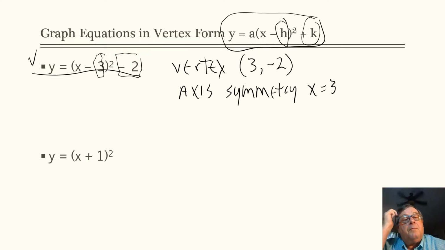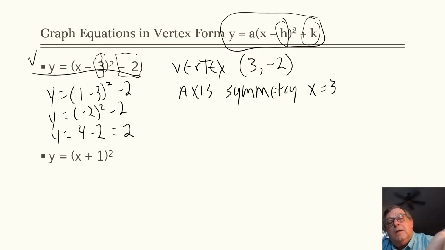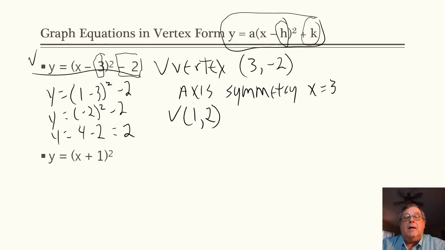Now, I need probably one other point on this graph, because that'll tell me how many units away I am from the axis of symmetry. So let's just say, what happens when x is equal to 1? If I go y equals (1 minus 3) squared minus 2, what's y going to equal? So here we've got negative 2 squared minus 2, and y is going to equal 4 minus 2, which is equal to 2. So when x is 1, y is 2. And we're going to use these 2 points to help us graph this.